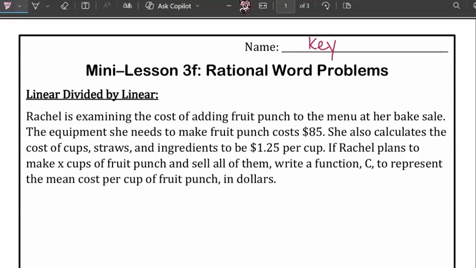The equipment she needs to make the fruit punch costs $85. She also calculates the cost of cups, straws, and ingredients to be $1.25 per cup. If Rachel plans to make X cups of fruit punch and sell all of them, write a function C to represent the mean cost per cup of fruit punch in dollars.